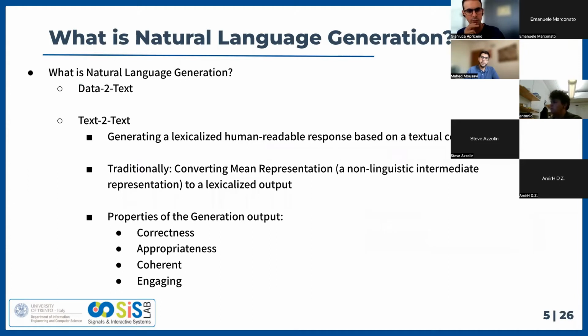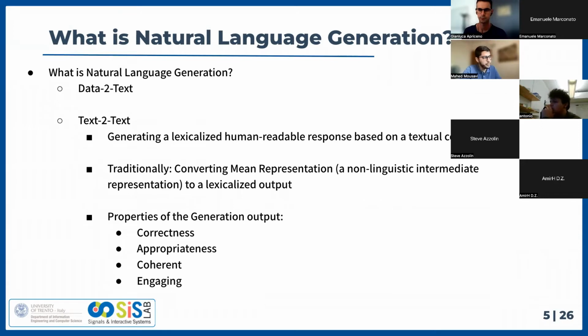However, the topic of my PhD was mostly regarding text-to-text generation, where we have a sequence of tokens as an input text, and we need to convert to another sequence of tokens as an output. Traditionally in the community, the concept was to convert a possible meaning representation, which was known to be the intermediate representation of the input, to a possible output, which is the sequence.